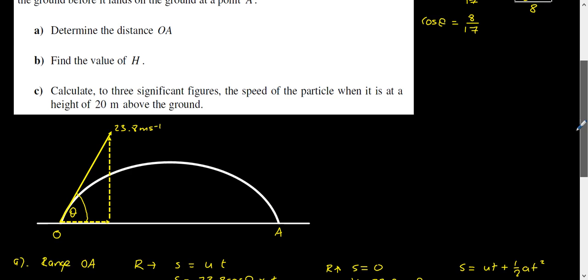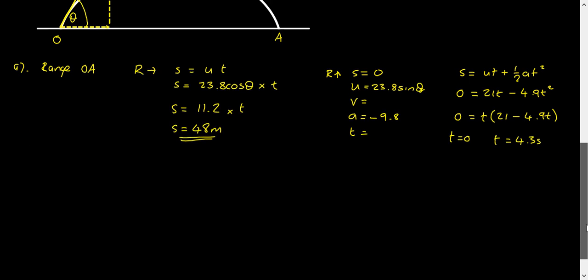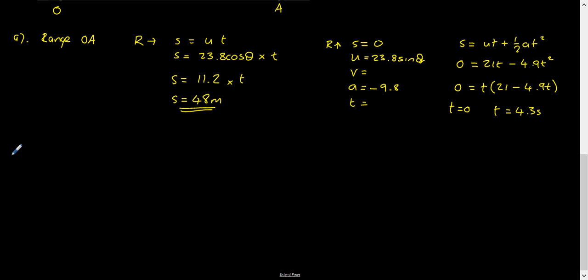For part B, H is what we're after. This is the greatest height of the particle above the ground. And again, this is a pretty standard problem. If we want to find the greatest height above the ground, let's resolve vertically. Again, we use our SUVAT equations. And we'll put in what we know. S is what we're trying to work out.